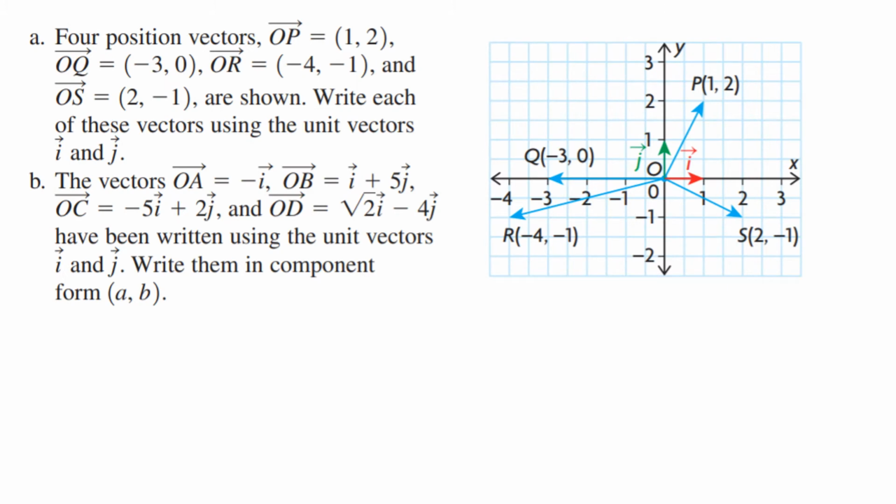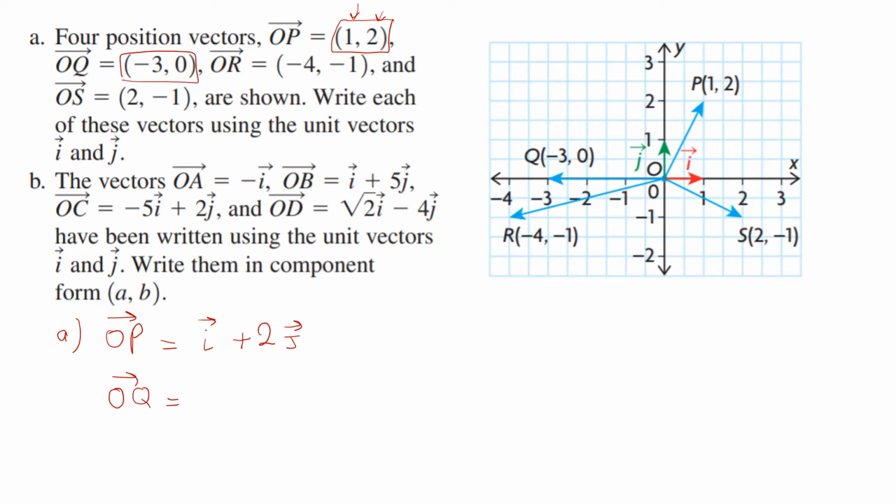Now passing on to a question to understand it better. For position vectors OP and OQ and OR and OS with the coordinates that are given to me, they want us to write each of these vectors using the unit vectors i and j. Now, starting with OP, I have the coordinates 1 and 2. Again, this is my x component, so that's going to be i. So it's going to be 1i, but I don't need to really write the 1, so I'm just going to put i. And my y component is given to me as 2, so that's going to be plus 2j, right?